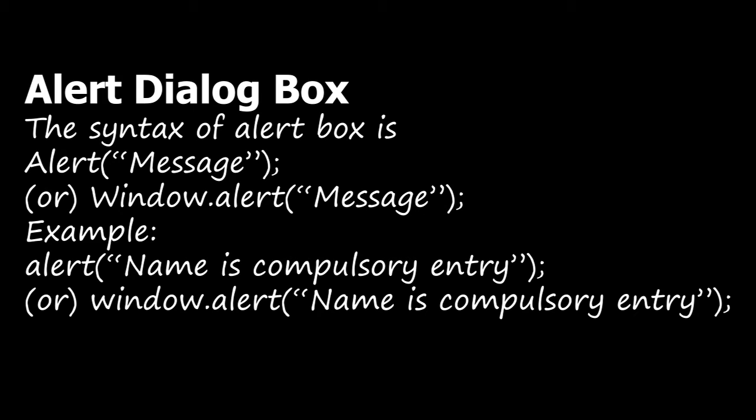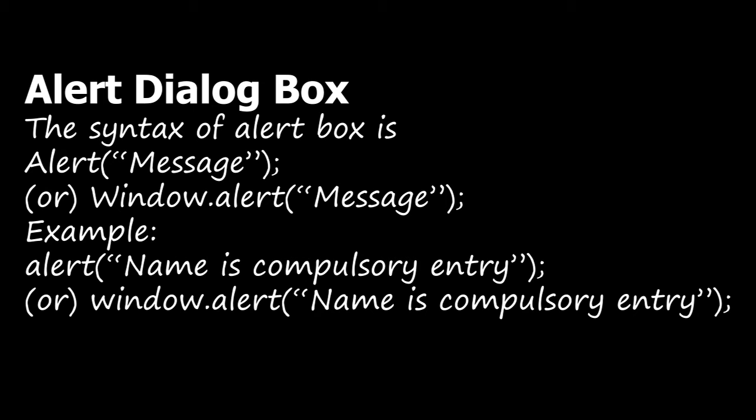And they have given an example also. Alert, inside the bracket, inside double quotes, name is compulsory entry. Whatever you are giving inside this will be displayed in the dialog box which is appearing there, right? We have two types. Either you can use alert or you can use window dot alert, right?